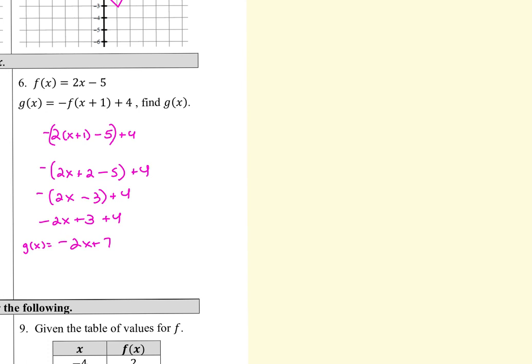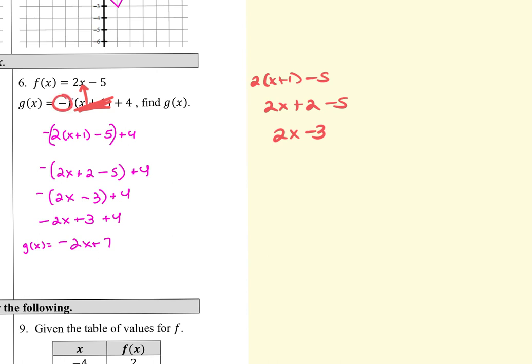They asked me to go over 6, so I'm going over 6. So first is the x plus 1. I take the x plus 1, I plug it in. So I'd get 2 times x plus 1 minus 5. 2x plus 2 minus 5 is 2x minus 3. That takes care of that part.